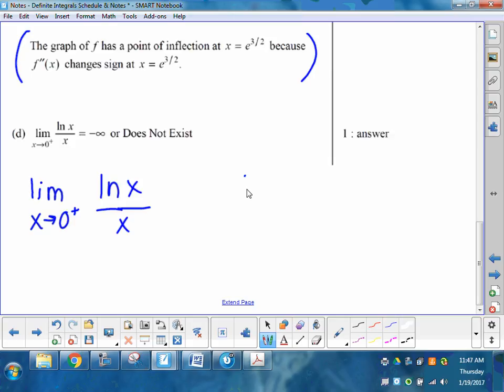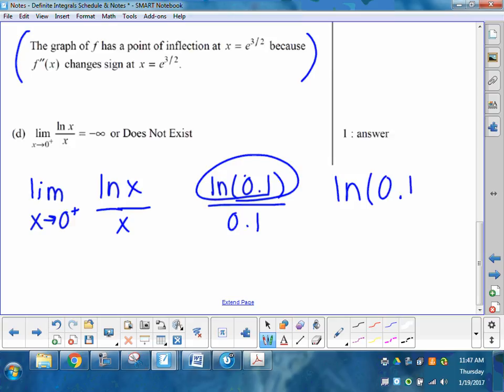Watch what happens if I try doing something with point 1. I have the natural log of point 1 over point 1. Okay? Now I need to evaluate this out. The natural log of point 1 is the same as saying e to this power is going to give me 0.1. If I go numbers bigger than 1, it's going to get huge. E is 2.718 and some change.